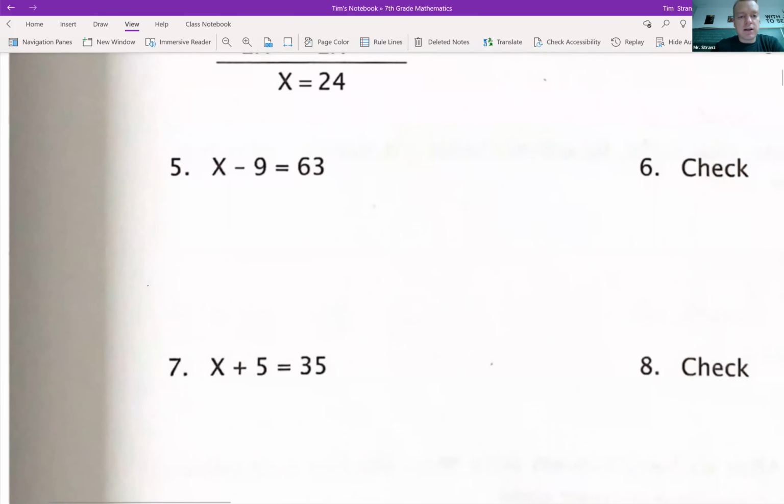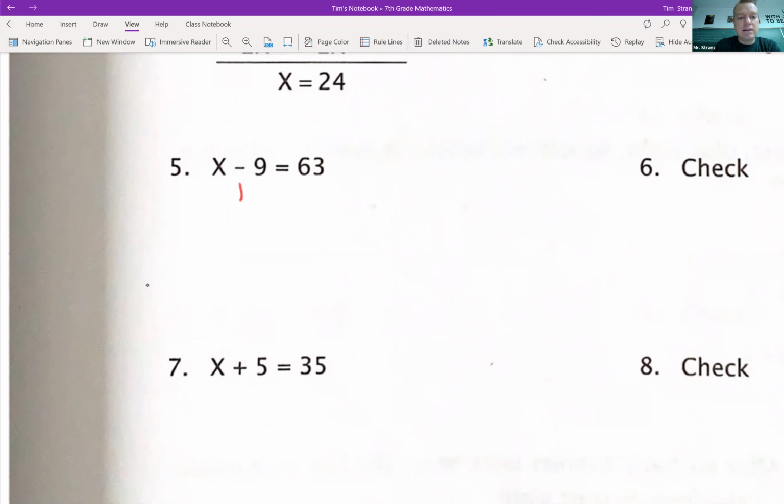The object of algebra, solving for the unknown, is to get x on one side of the equation, like so. You want to get x all by itself on the left side. In order to do that, you need to move over things that are in its way. You need to do the opposite operation. In this one, we have x minus 9 equals 63. I need to get x by itself. In order to do that, I need to get rid of this negative 9, so I do the opposite.